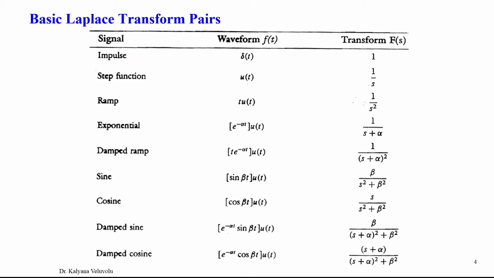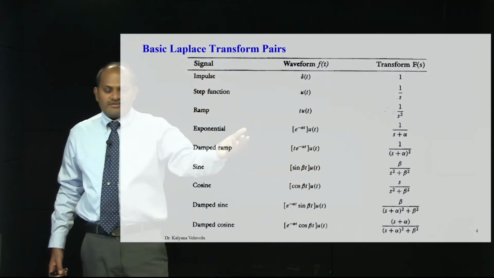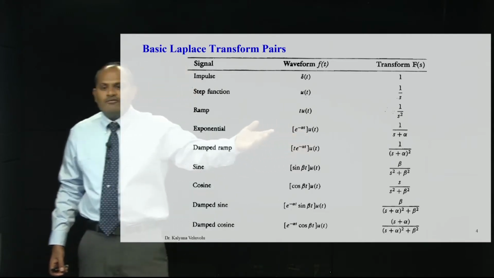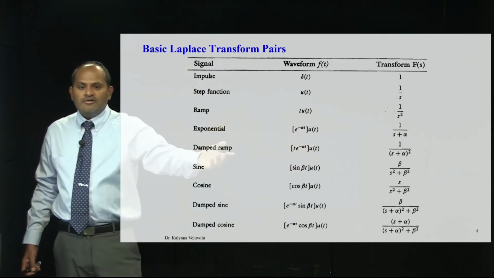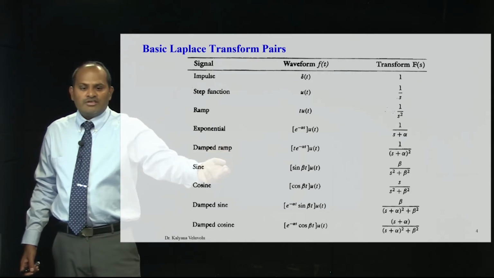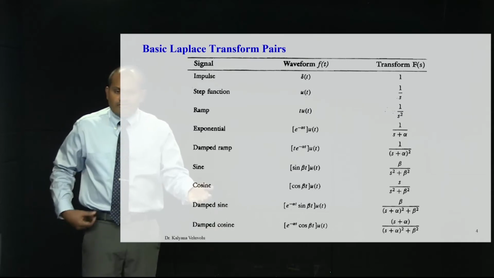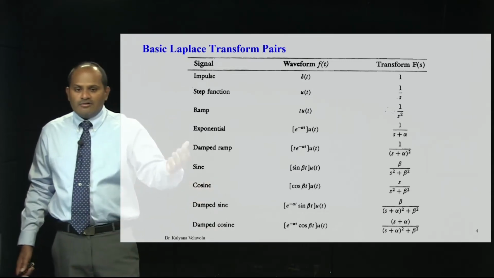So, we have an impulse function delta of t, you get 1. For a basic step function u of t, you get 1 by s. For the ramp function, you get 1 by s square. In the same way, for an exponential function e power minus alpha t u of t, you get 1 by s plus alpha. So, what we are looking at here is an exponential function. You have u of t just to say that this function is only valid for t greater than 0. And then you have damped ramp, sine, cosine, damped sine, damped cosine. All these are very useful, and I advise students to go through them and learn them.